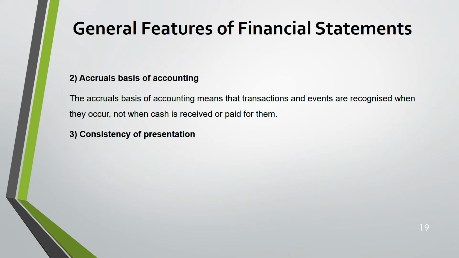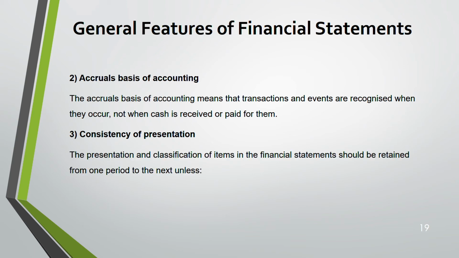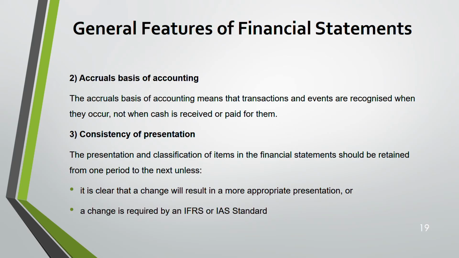Then the third feature is consistency of presentation. For example, you have decided that a particular asset is a current asset. You have classified it as a current asset. So for the next year also, you're going to present it as a current asset. You're not going to change from current to non-current all the time, very frequently, no. But you can change. Exceptions are there. Only when you feel the change is very much appropriate, it gives a better presentation, or a particular standard requires the change.